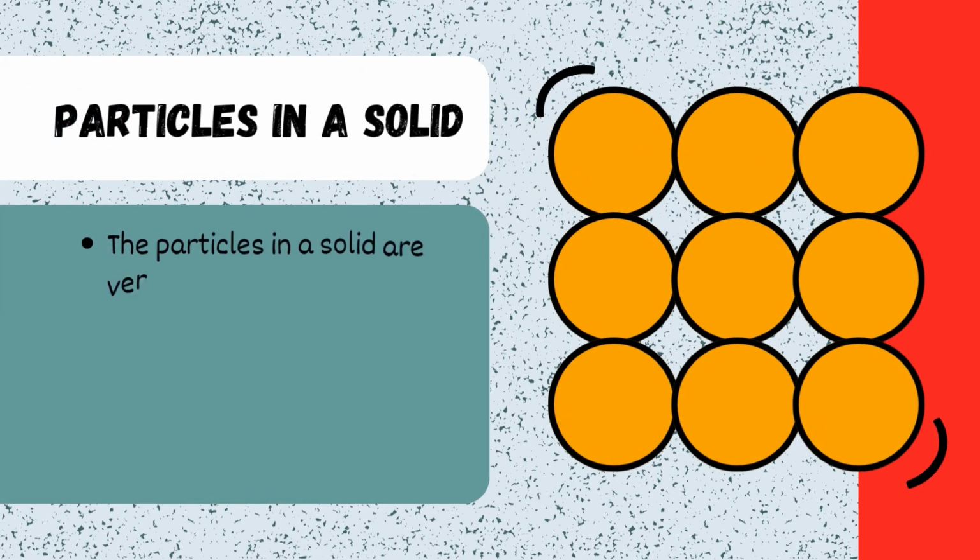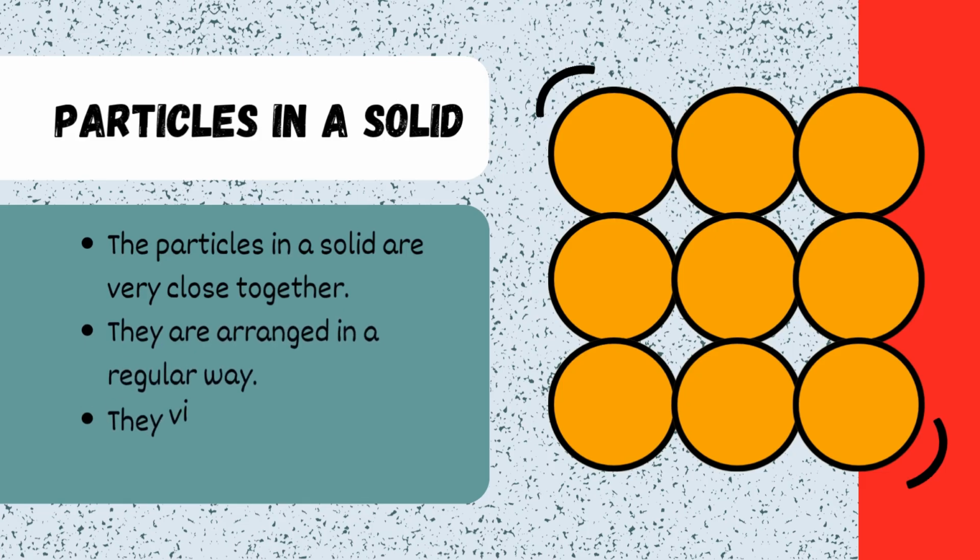Here is an image showing the arrangement of particles in solids. In solids, the particles are closely packed together. They are arranged in regular ways and they vibrate around a fixed position. In solids, the particles can't move, however, they can vibrate around a fixed point.